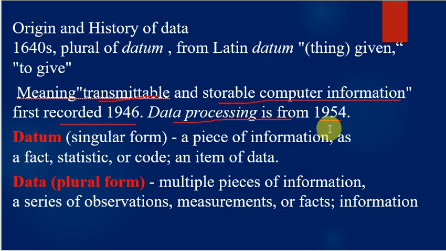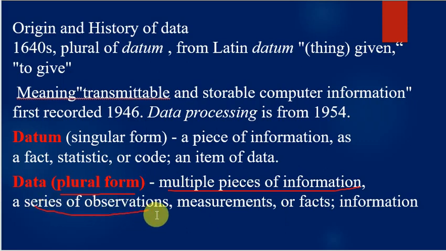So what is data? Data is the plural of datum, the single form. What does the single form mean? It means a piece of information, a fact, a statistic, or a code. An item of data is called a datum. It is a single piece of information. What about data? It is called the plural form. So here, multiple pieces of information. You must remember that data is not single. It is a plural form having multiple pieces, not a single one. A series of observations, measurements, facts, or information is called data.